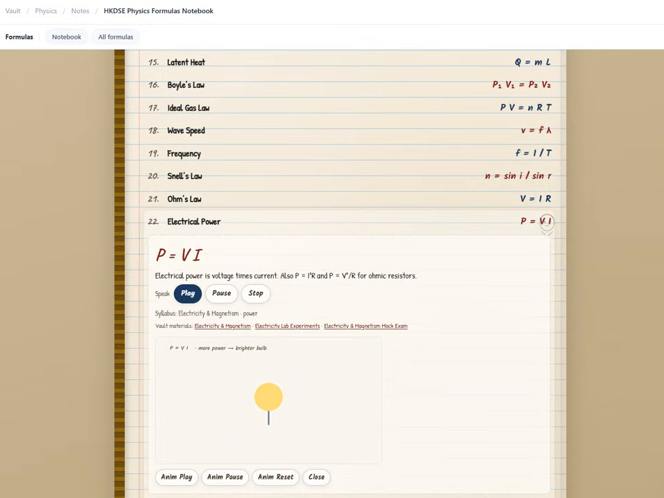Electrical power, P equals VI. Electrical power is voltage times current. Also P equals I squared R and P equals V squared over R for ohmic resistors. More electrical power makes the bulb brighter.